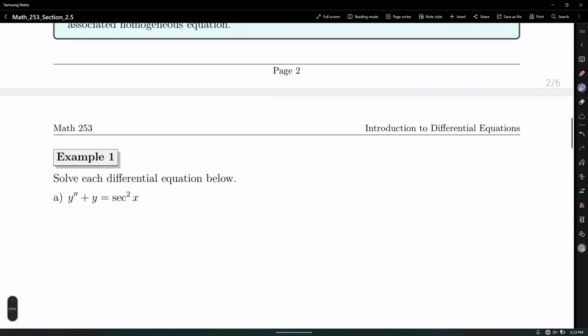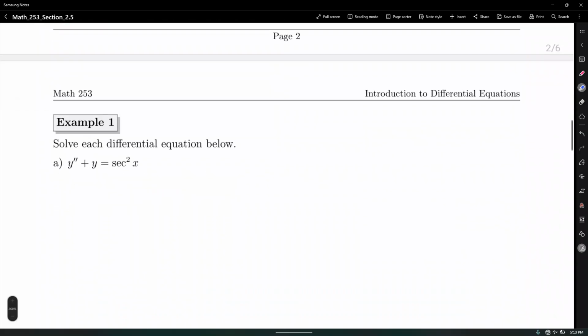So number one, solve each differential equation below. y double prime plus y equals secant squared. Okay, guys? So finally, we get an example where the input function is something that was forbidden in the previous method. Secant squared. Yes, you could argue that you could write it as 1 over cosine squared, but still that's a rational function of trigonometric functions. So that's still a forbidden function for undetermined coefficients.